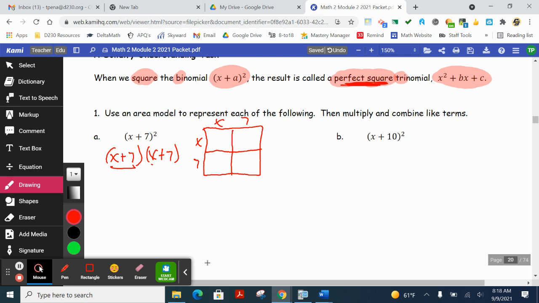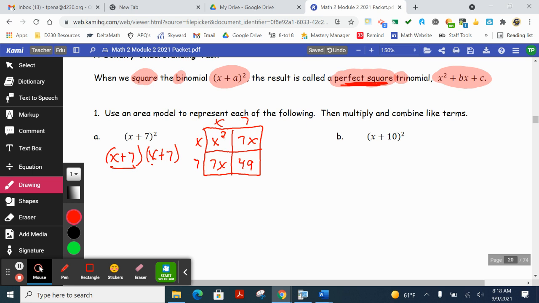So let's fill these in. The x and the x, we seem to have a handle on this pretty well yesterday, is x squared. The 7 and the x would make 7x. 7 and x again make another 7x. And then this bottom right-hand corner is the 7 times the 7, which is a 49.